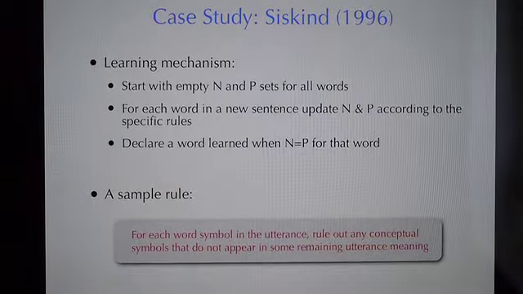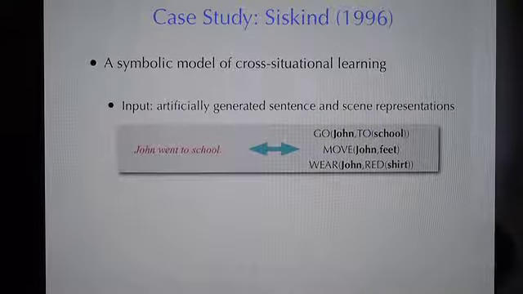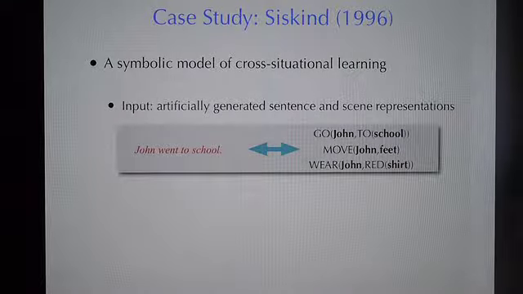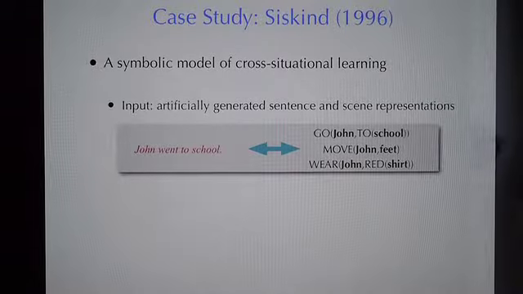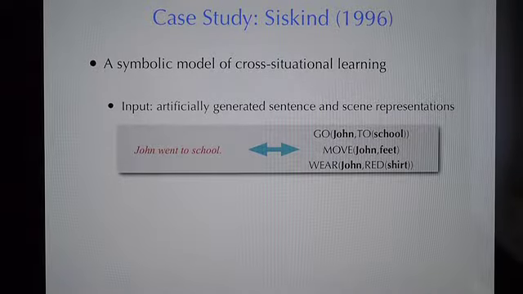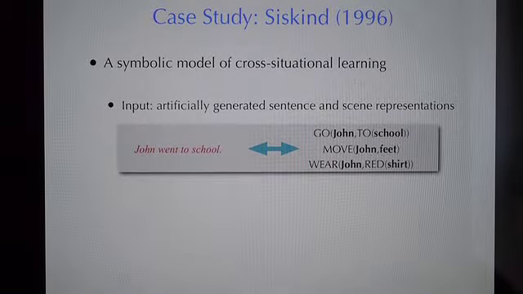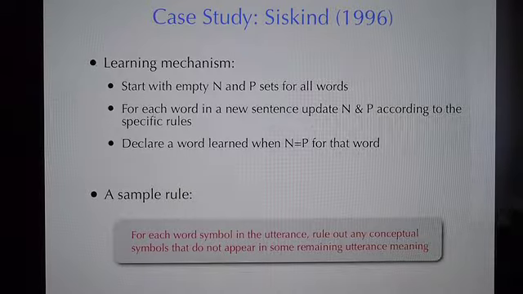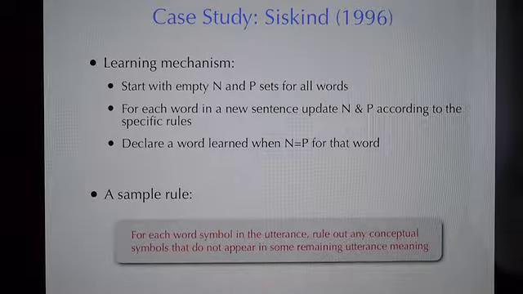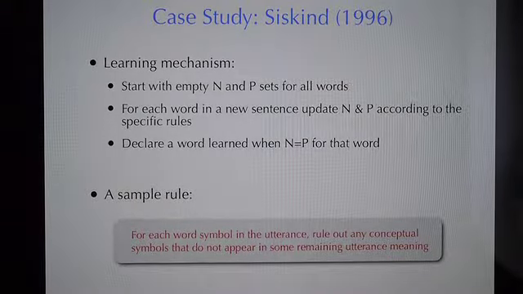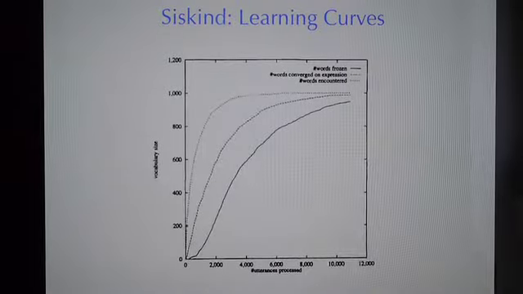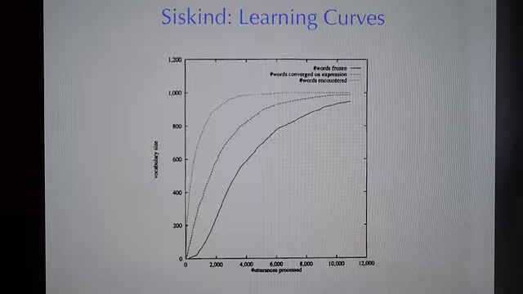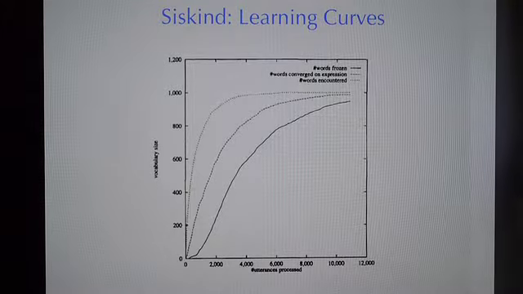So if I hear the sentence, John went to school, and these are the meanings that are associated with it, then none of the words can mean a chair, because a chair didn't appear anywhere in the space of possible meanings. So if chair was before part of the possible meaning of John, then you remove that based on this rule.